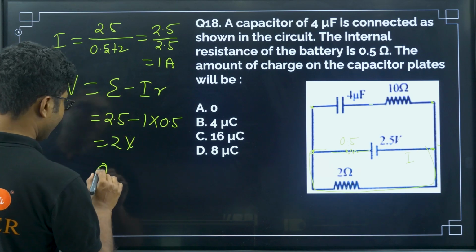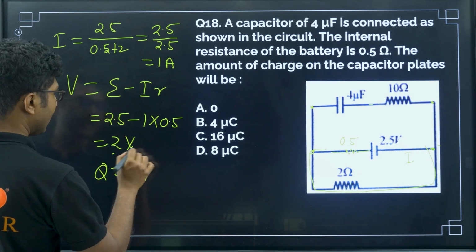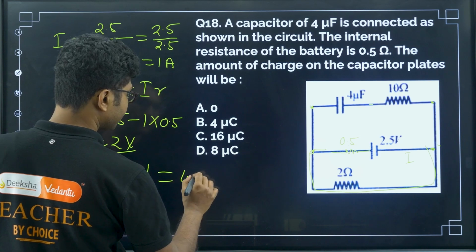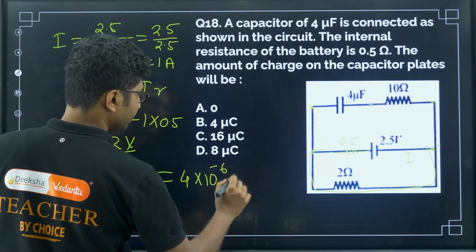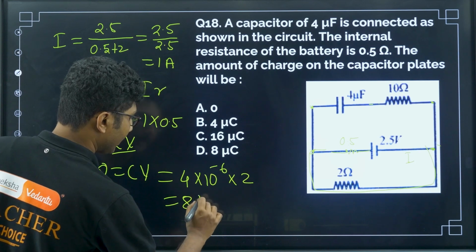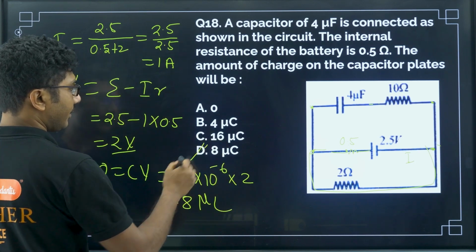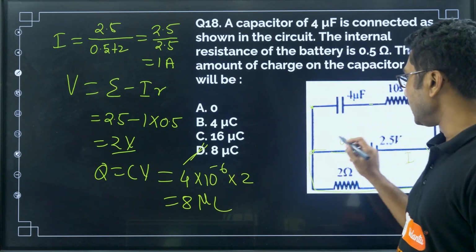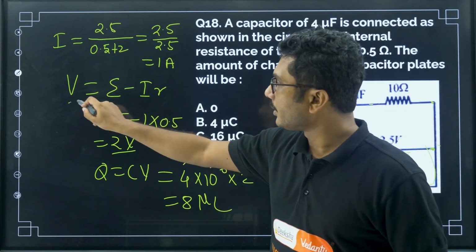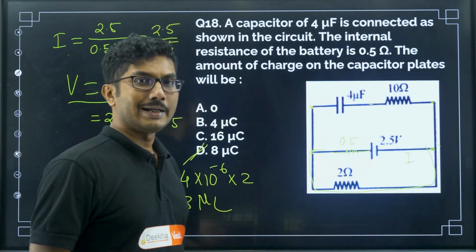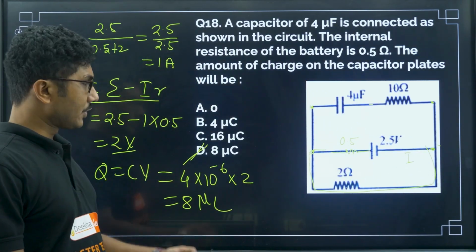Okay. So what we have to do, we have to find the charge. So Q equals to CV. V we have calculated 2 volts. C is given 4 microfarad. It will be 8 microcoulomb. So 8 microcoulomb is the answer. So only thing that you have to calculate is the terminal voltage. To calculate terminal voltage, you have to calculate the current.